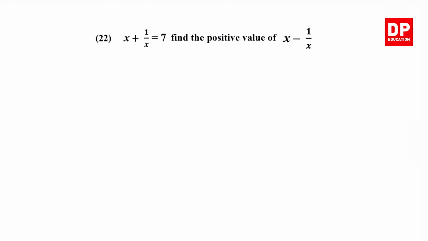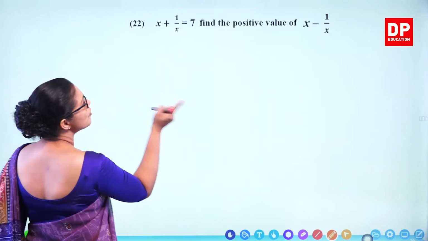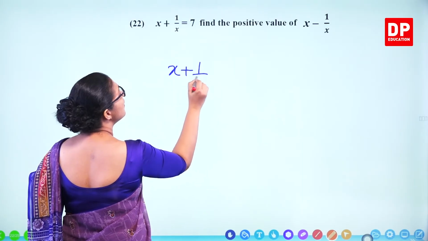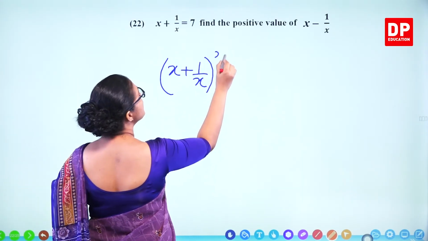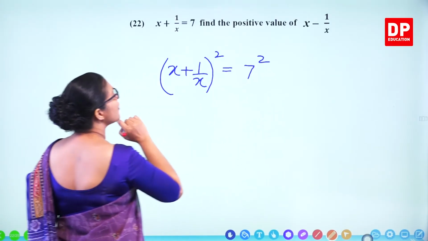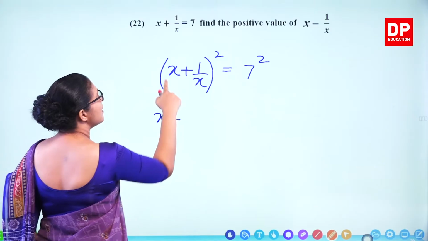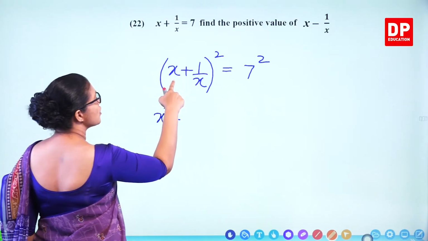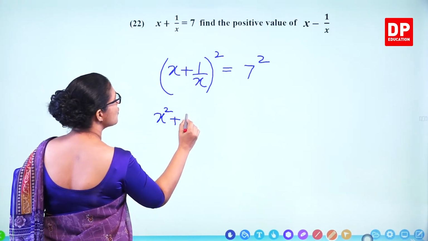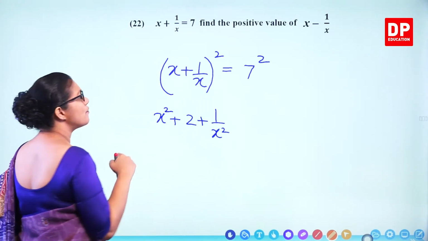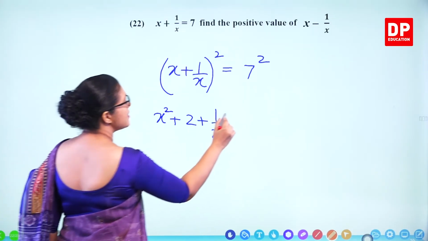Question number 22. x plus 1/x is 7. Find the positive value of x minus 1/x. So you need minus. So we'll square it and see. You square both sides. So what do you get when you square? First term squared, twice the multiplication of these two, 2 times x into 1/x is 2, plus 1/x squared, the square of this term. And this is 49.